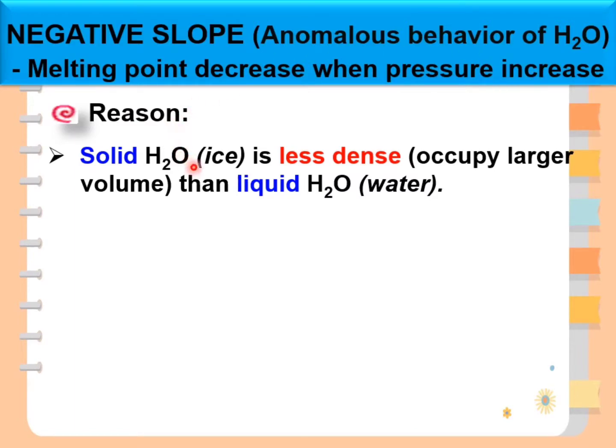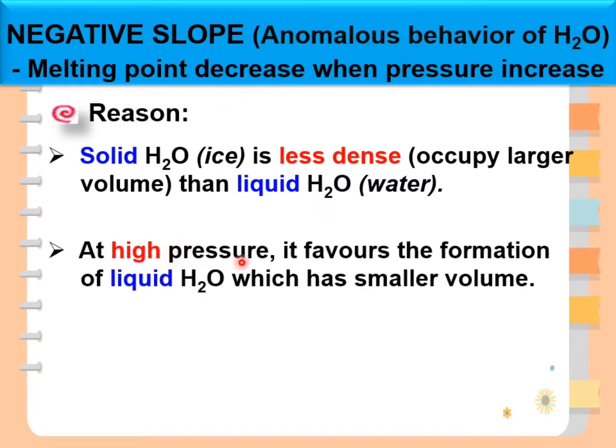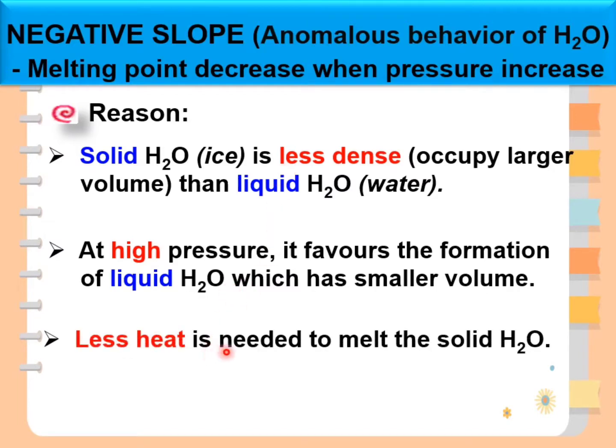So we know that ais akan terapung di atas air. Sebab apa? Ais kurang tumpat daripada air. Kan? And we know that at higher pressure, it favors the formation of liquid H2O which has smaller volume. Smaller volume maksudnya liquid H2O dia akan ada ketumpatan yang sangat tinggi. Sebab tu H2O dia lebih cenderung untuk wujud dalam keadaan cecair. Jelas? Okay, so less heat needed to melt the solid H2O.